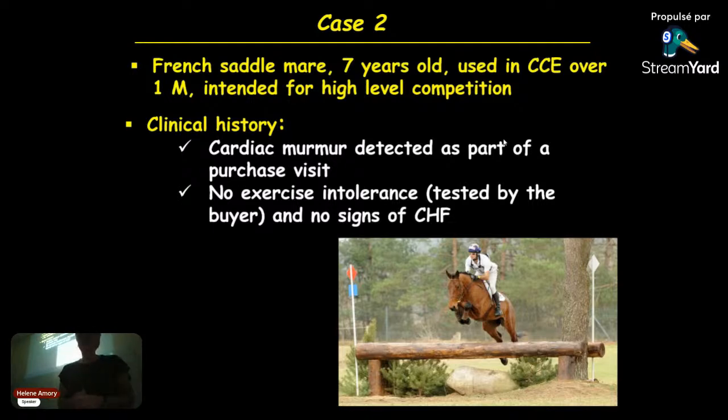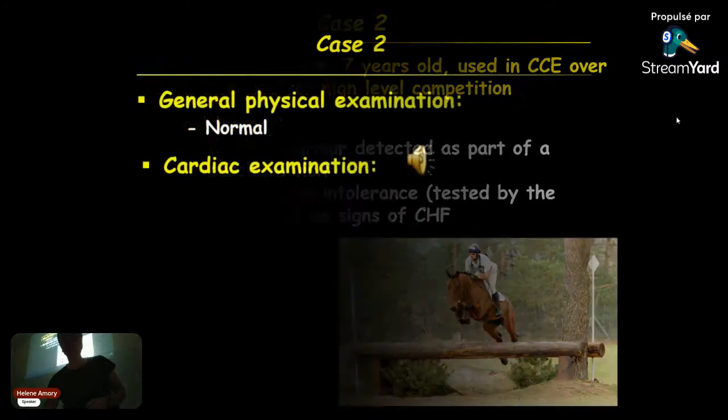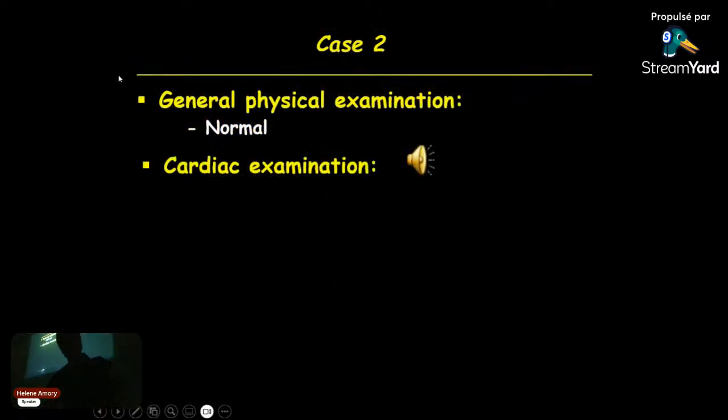There was a cardiac murmur detected as part of a pre-purchase examination, a classical one. You want to buy the horse, you examine the horse, you auscultate, and oh, he has a murmur. What am I going to do with this murmur? But this horse is not presenting any clinical signs, no exercise intolerance. The buyer tested the horse, it was very good. Absolutely no clinical signs. On clinical examination, it was normal.